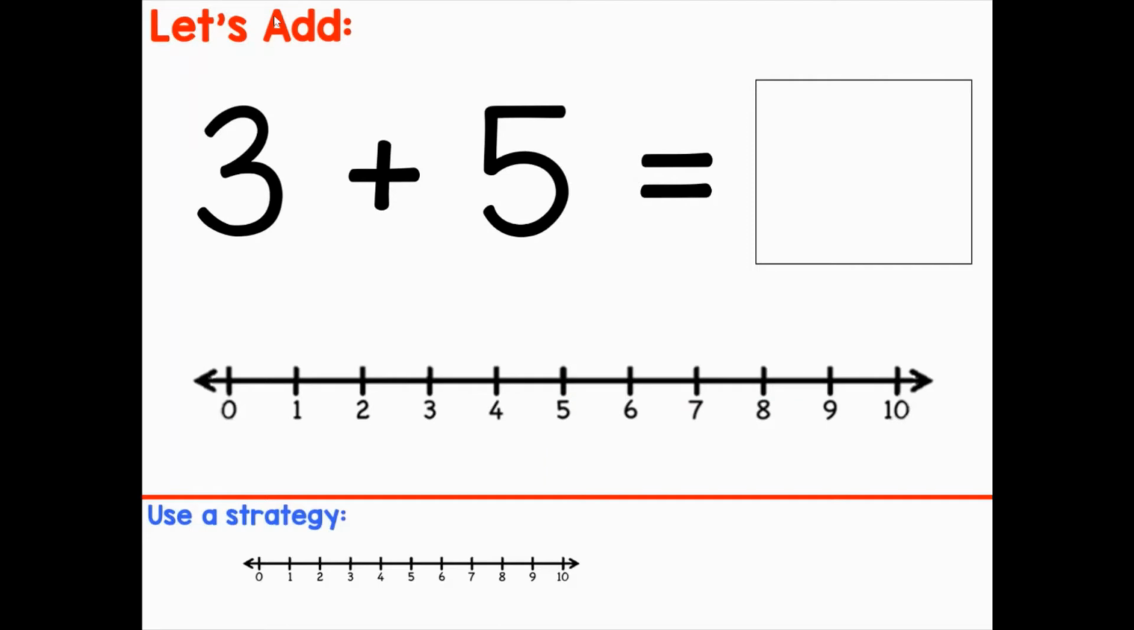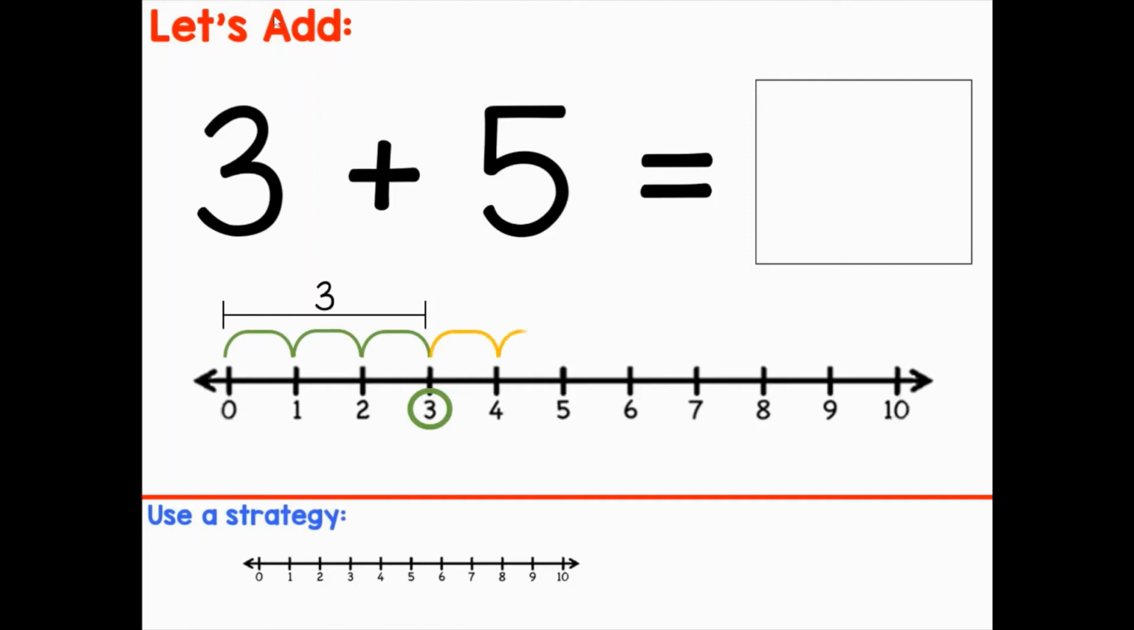3 plus 5. Let's start with our first number. We're going to jump how many times? I hope you said 3. Let's jump 3 times. 1, 2, 3. I've jumped 3 times. That matches my first number. Now I'm going to jump how many more times? When I look at my second number, I should have said 5. So I'm going to jump 5 more times.